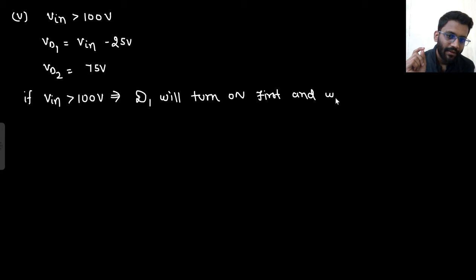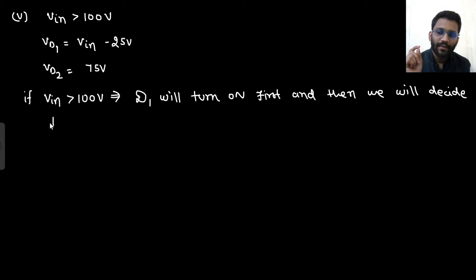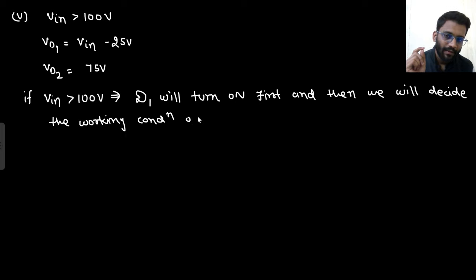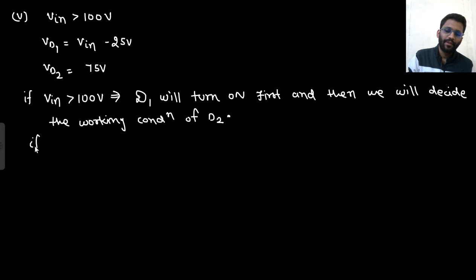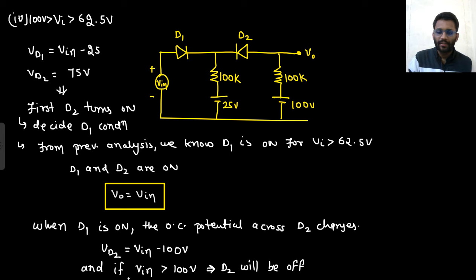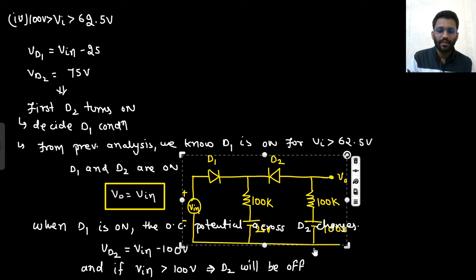And then we will decide the working condition of D2, right? So first D1 will turn on. So what will happen? D1 turns on, this will come here, and then VD2 will become. So if D1 turns on, tell me how will your circuit look like? This I can copy.